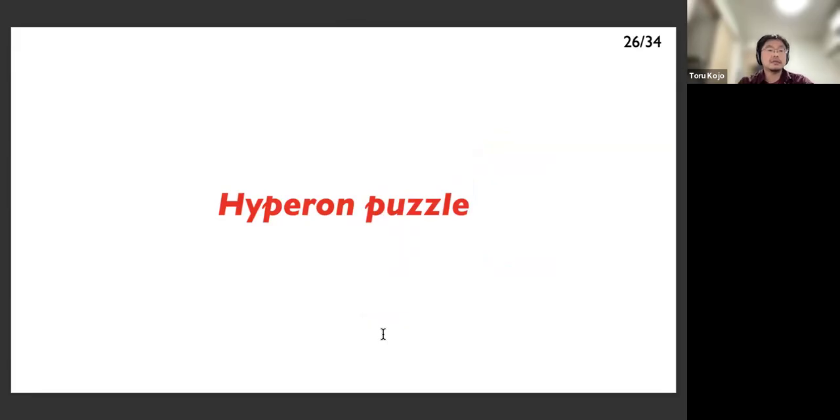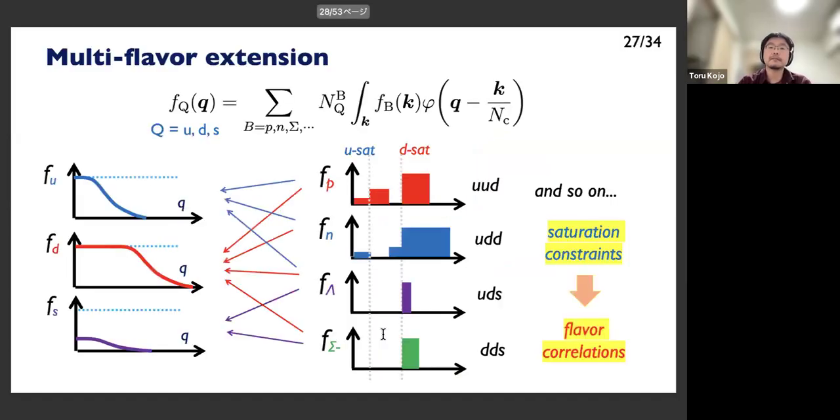The final topic I would like to discuss is the hyperon puzzle, which is a long-standing problem in nuclear physics and also the neutron star community. But before that, let me extend the previous discussion to multiple flavors, including strangeness. The extension is actually quite straightforward. What we have to do is just put in many baryon species like proton, neutron, lambda, sigma minus, or omega, whatever, and then sum up all baryonic contributions, and then sum up all quark contributions inside each baryon. Then we can evaluate how quark states are occupied.